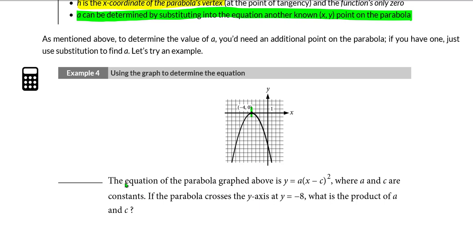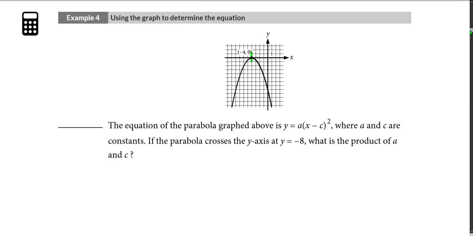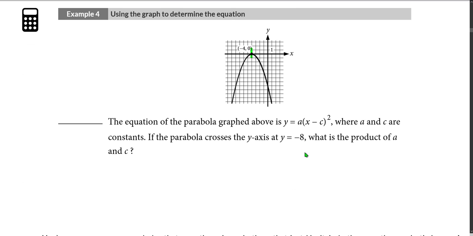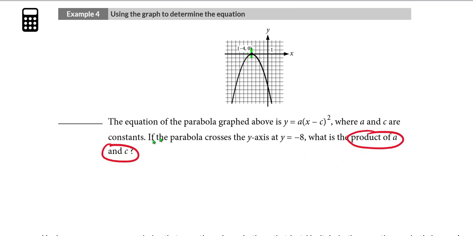If you want to try the question on your own, as always, pause the video, try the question on your own, and then come back and join us. The equation of the parabola graphed above is y equals a(x minus c) squared, where a and c are constants. If the parabola crosses the y-axis at y equals negative 8, we need the product of a and c. That's what we're looking for.